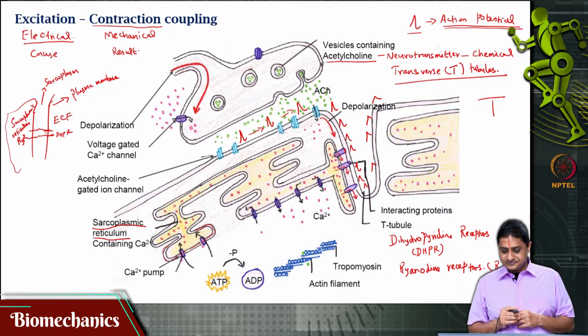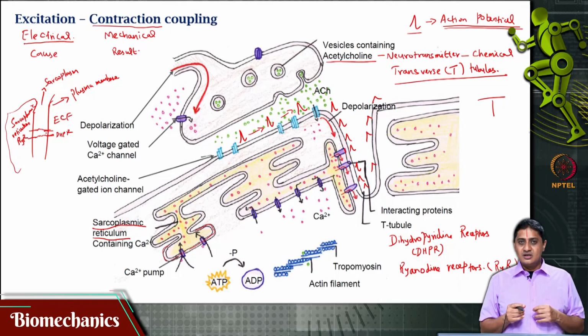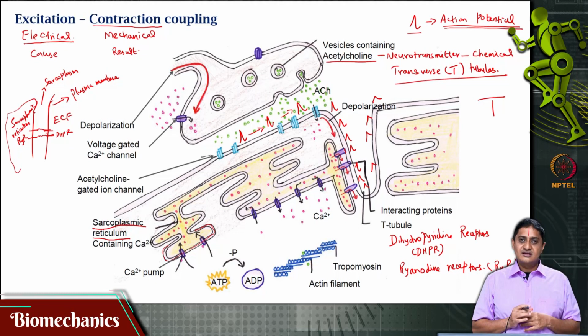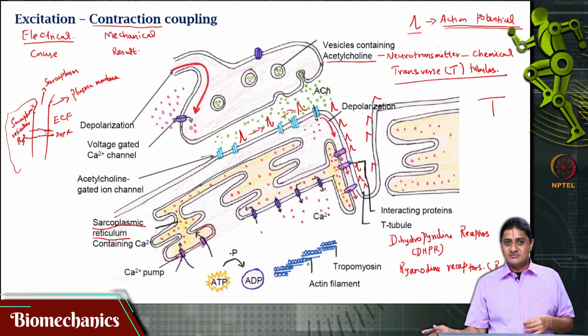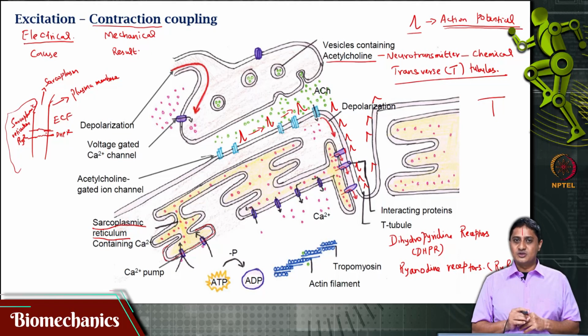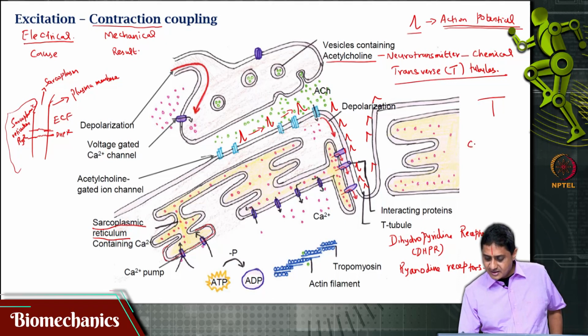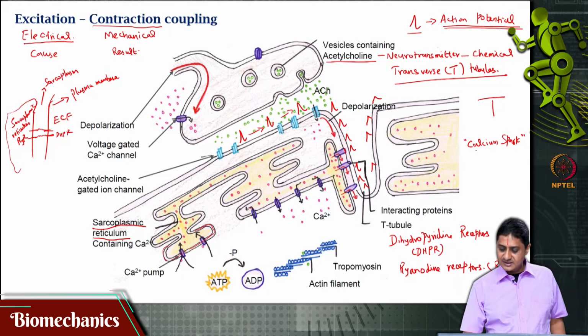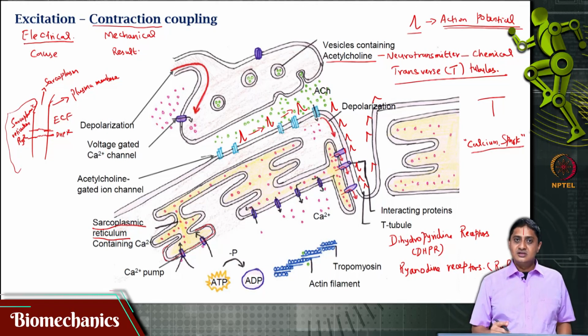This situation, in which there is a sudden buildup of a large amount of calcium within the rest of the sarcoplasm, not counting the sarcoplasmic reticulum, is called a calcium spark.